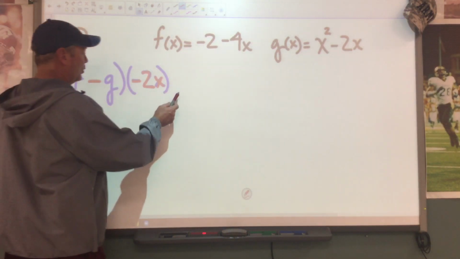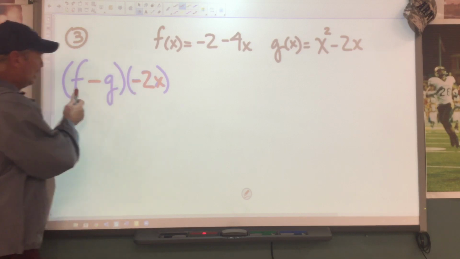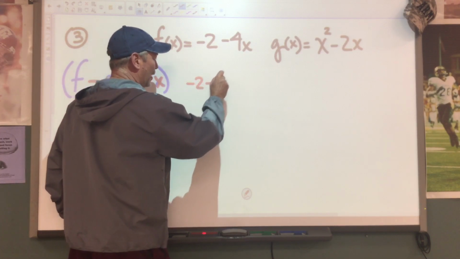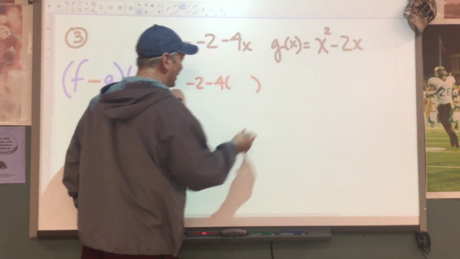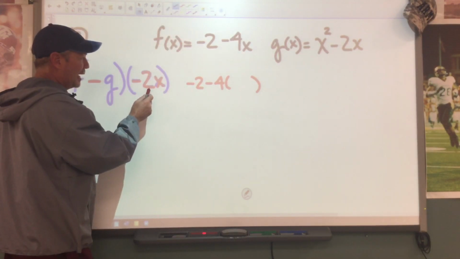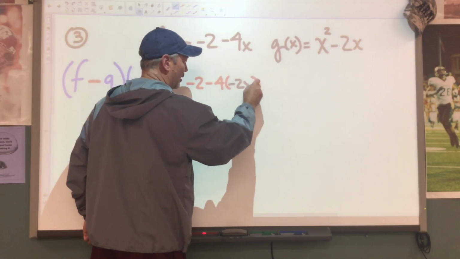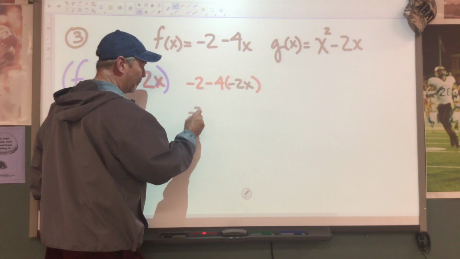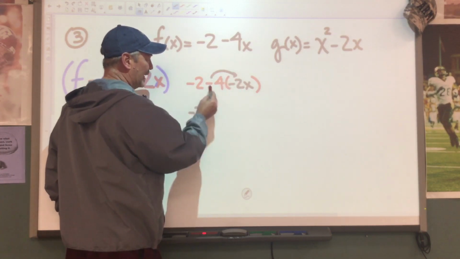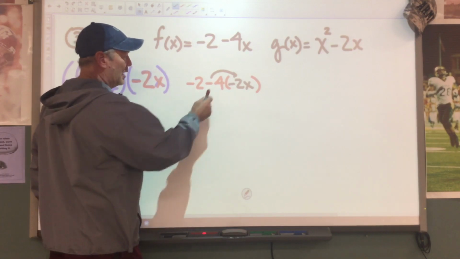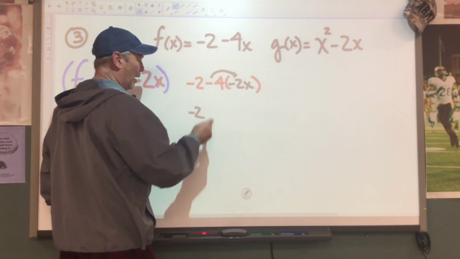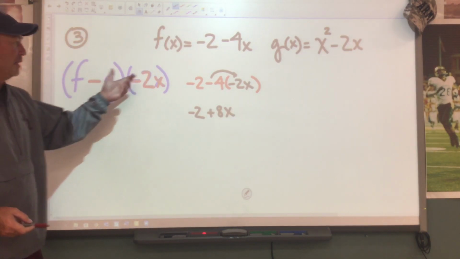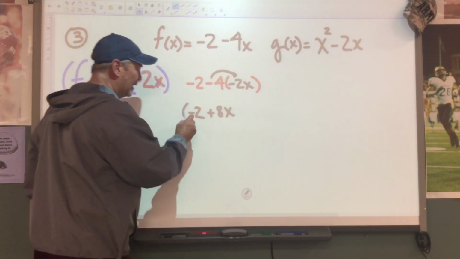All right, so we're going to substitute -2x into my f problem first. My f problem says -2 minus 4 times somebody. They're telling me to substitute in -2x. So I've substituted in -2x. I bring down my -2 and I multiply, excuse me, don't distribute. -4 times a -2x is a positive 8x. This is my f answer. All we do is we substitute it in. This is my f answer.